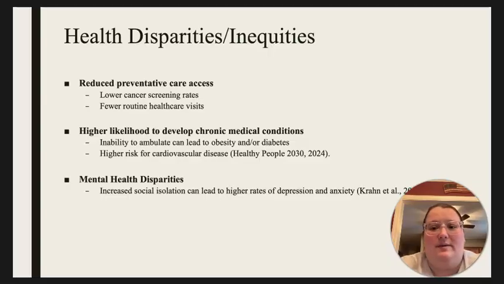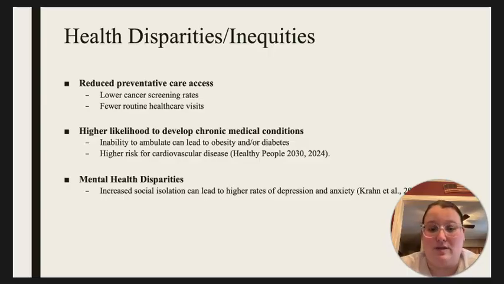Adults with physical disabilities experience many major health disparities or inequities, and this slide lists a few of those. First, patients often miss or do not get offered preventative cancer screenings. This can be due, again, to inaccessible equipment or transportation barriers. Secondly, according to Healthy People 2030, these patients are at a much higher risk to develop chronic conditions such as obesity, diabetes, or cardiovascular disease.